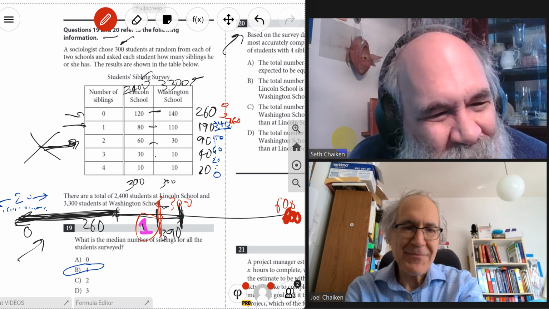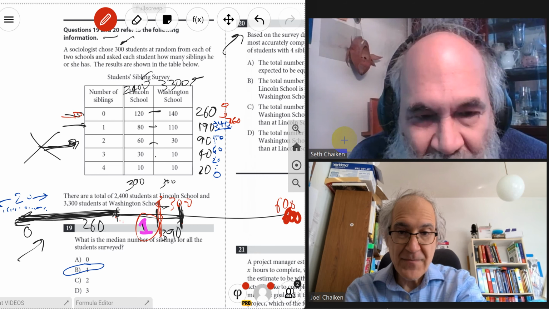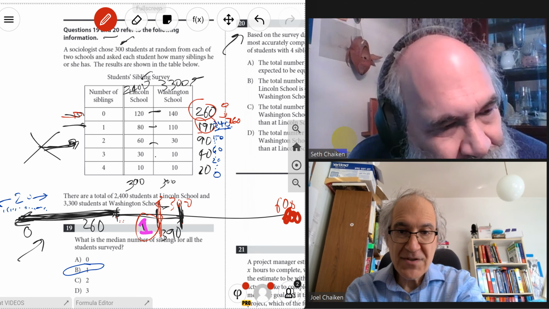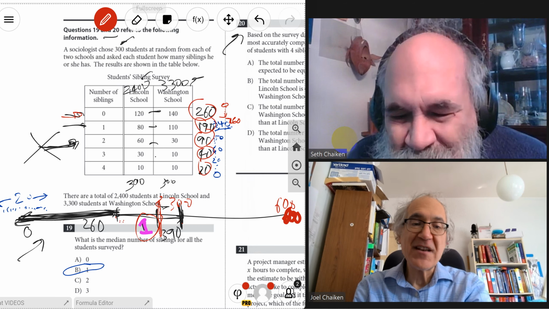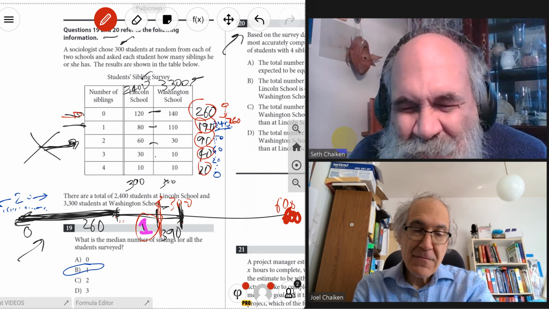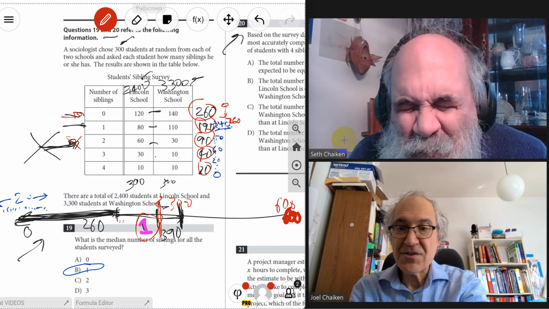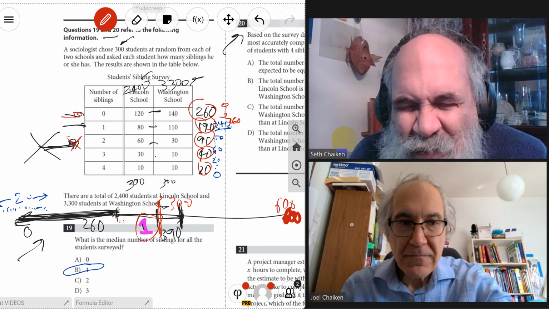We have to distribute those 0s 260 times, and we have to distribute these that many number of times. This is a classic question. This is asked so many times. So you have to know what the median is, and you have to be extremely careful not to say 2. I think it's exactly 1.